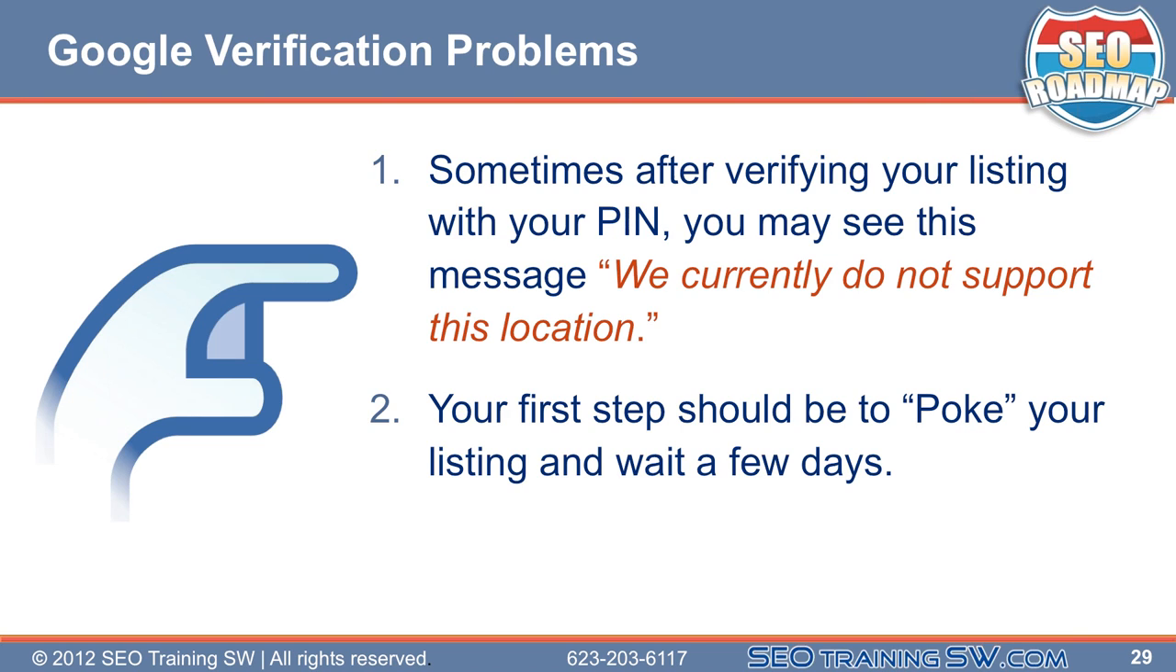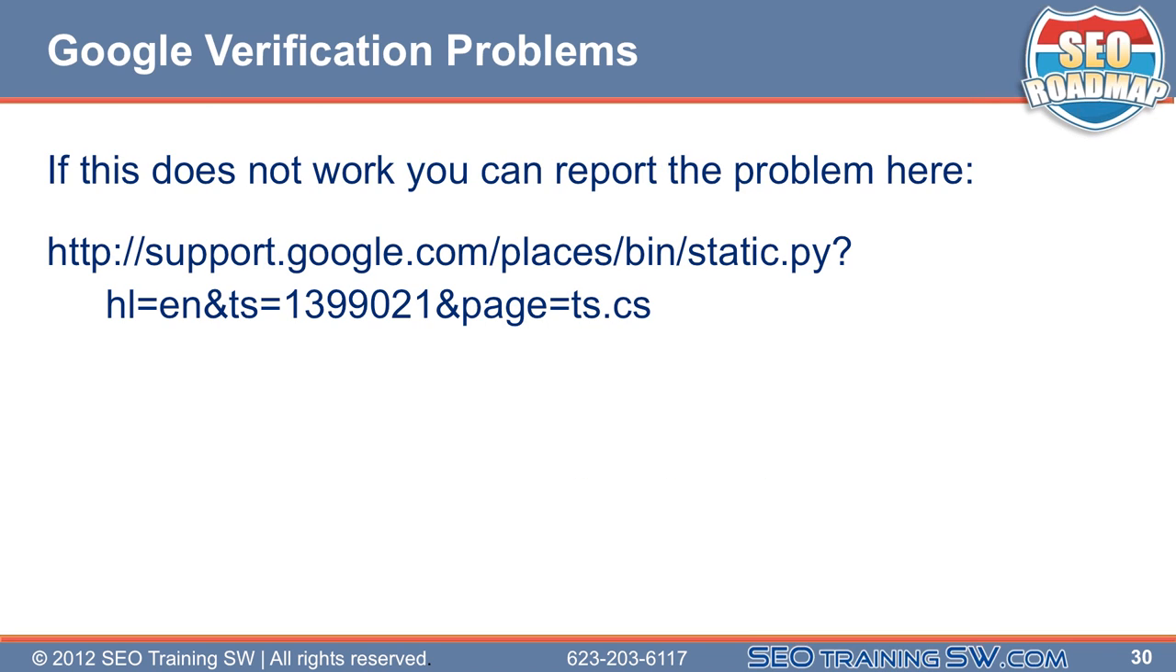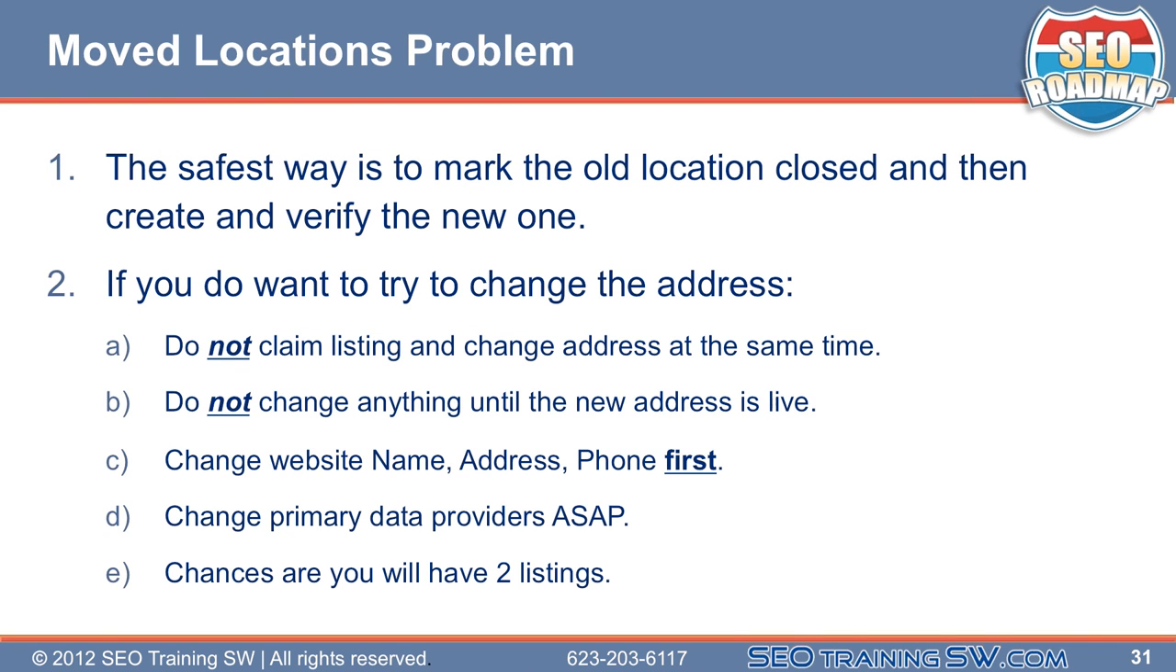Put it in there. After you do that, go and poke your listing. Log into your listing. If you need to change anything, fine. If not, just hit submit like you did change something and wait a few days. That should take care of that problem. If this does not work, you can report the problem here. Again, another long URL. We'll have these all posted up on the website. We'll have a replay of this video. If you guys could take a screenshot of this, please do. I just wish I could copy and paste this right into the screen here. I can't. But it's support.google.com/places, and so on. Real long, but that's where you can report the problem.